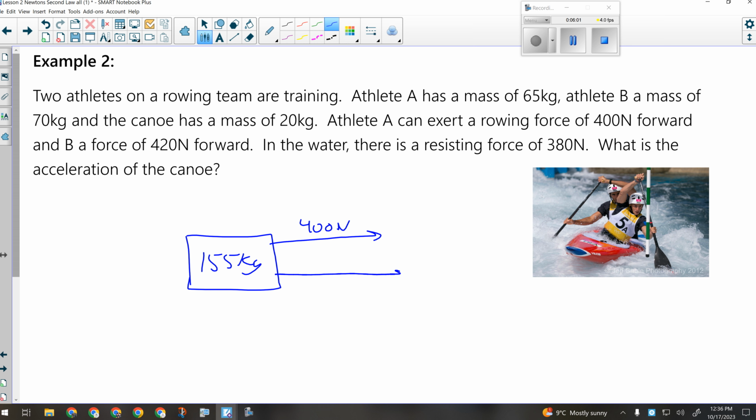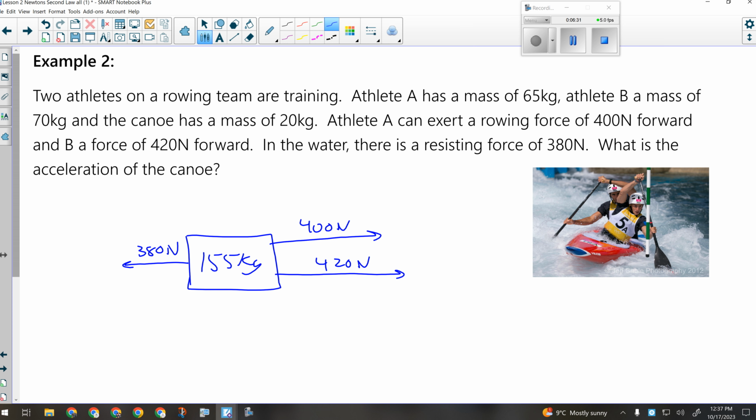Athlete B rows with 420 newtons forwards. Okay, and then we have a resisting force of 380 newtons. All right, so I have my free body diagram. What do I use it to calculate? Net force, the vector sum of all forces.